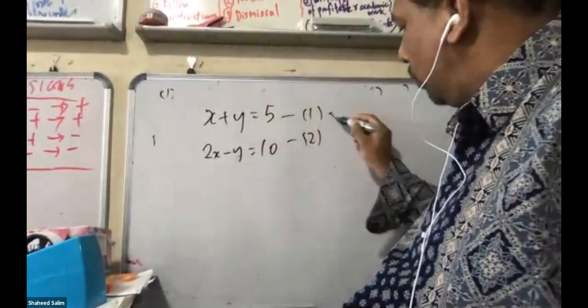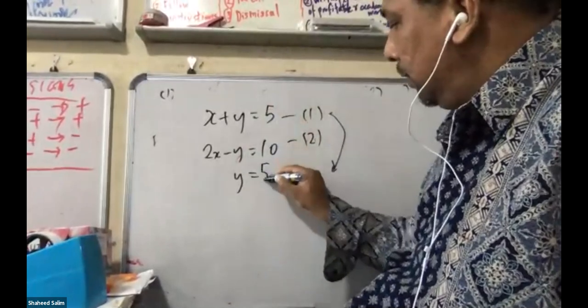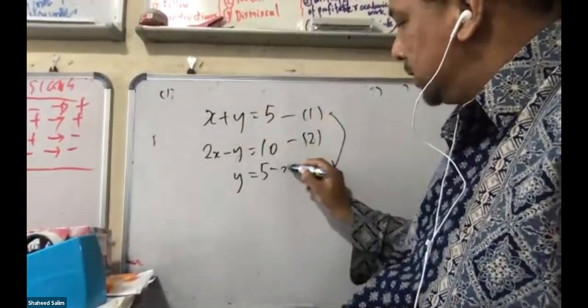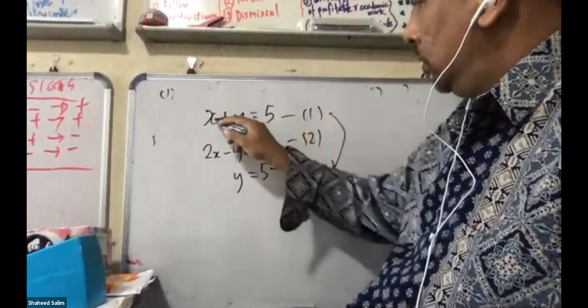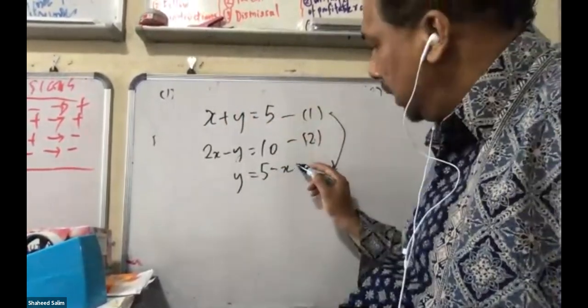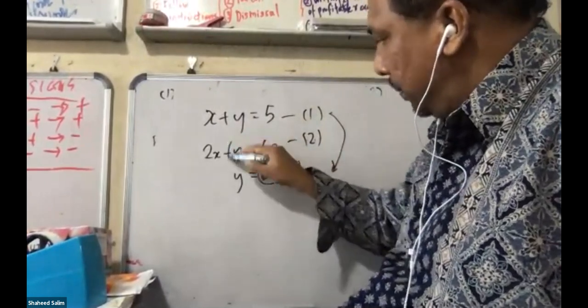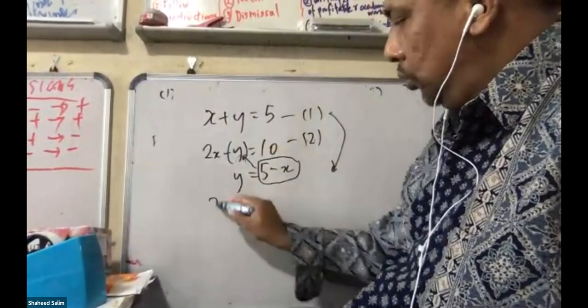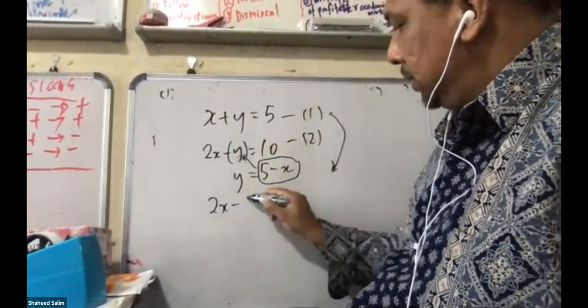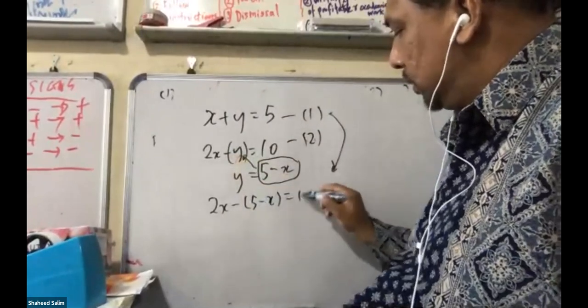So from 1, I'll make it y equals to 5, bring the x over, minus x. Can you see? y equals to 5 minus x. Then this value, I'm going to put it inside here. I bracket it up. So I get 2x minus, I just copy exactly, minus (5 minus x) equals to 10.